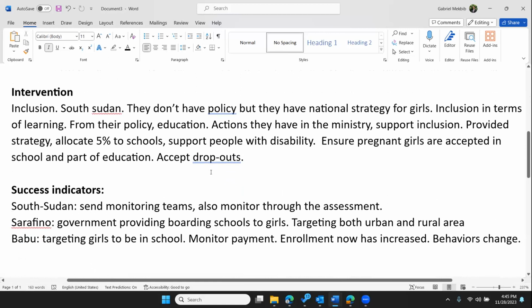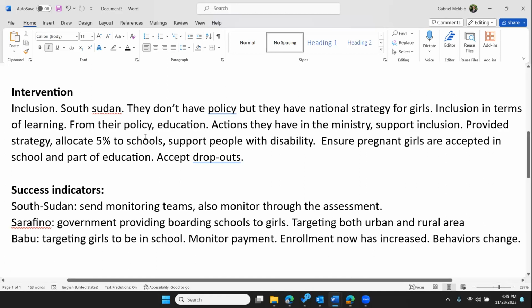The interventions on inclusion, as we mentioned for the case of South Sudan: we don't have a policy, but they have national strategies for girls. They also have a ministerial order that talks about inclusion and education for all.